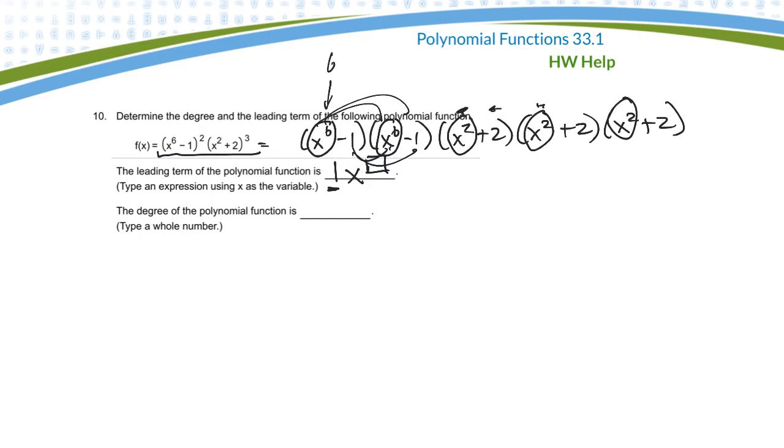So this would be a 6 times a 6. So those together would be a 12. If you times that with this one, you tack on another 2. Tack on another 2, tack on another 2. So it'd be 12, 14, 16, 18. So the degree of the polynomial would be 18, and the leading term would just be x to the 18th. All right, hopefully that'll help you out with that homework assignment.